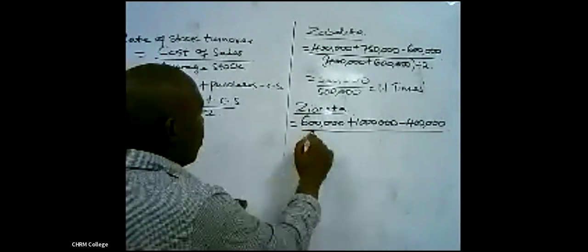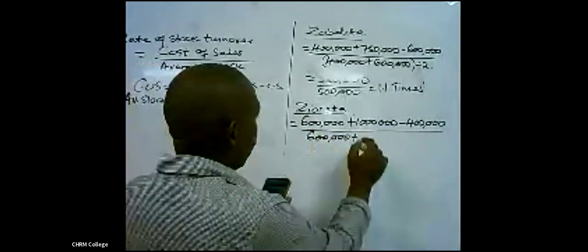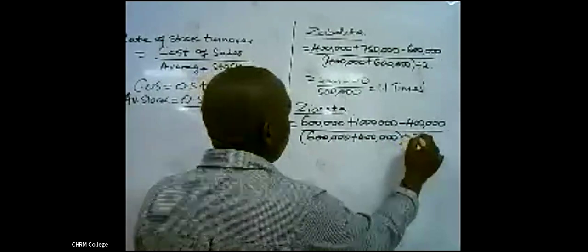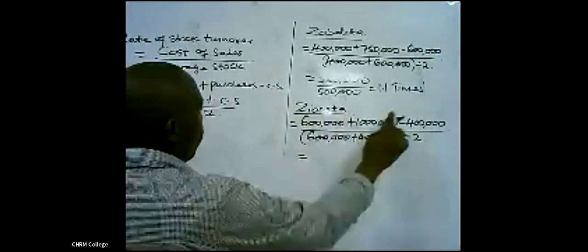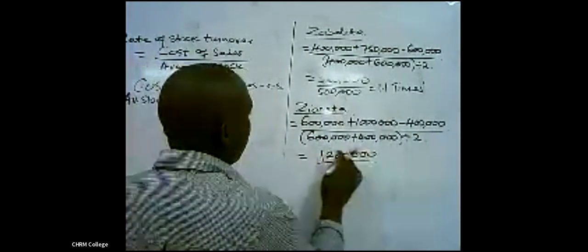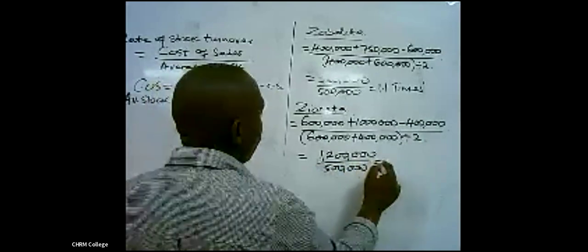Then you divide by the average inventory, which is the opening stock for Zionita, 600,000, plus the closing stock for Zionita, which is 400,000. These two we divide by 2 to get the average inventory. The cost of sales is 1,200,000. The average is 1 million divided by 2, which is 500,000. You get what?